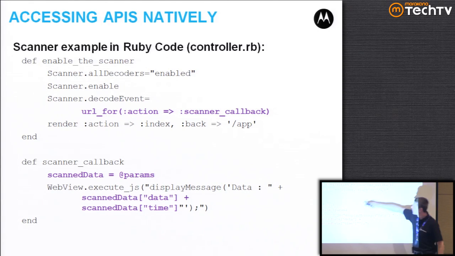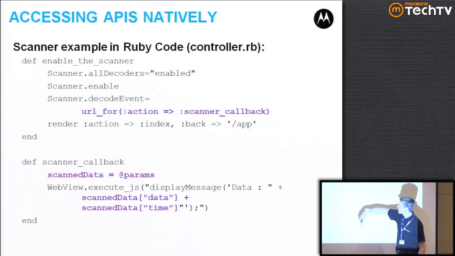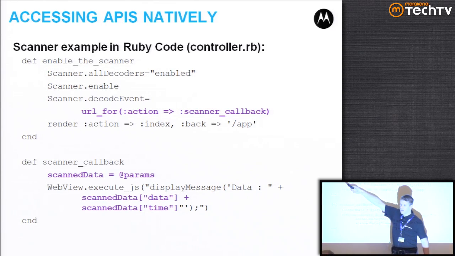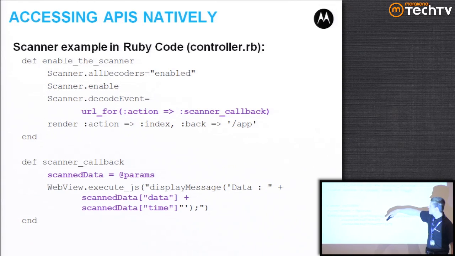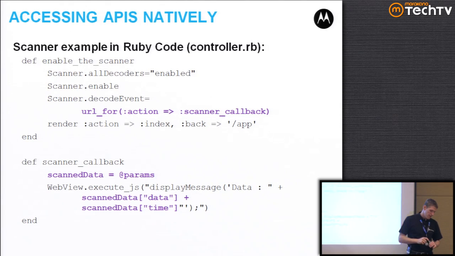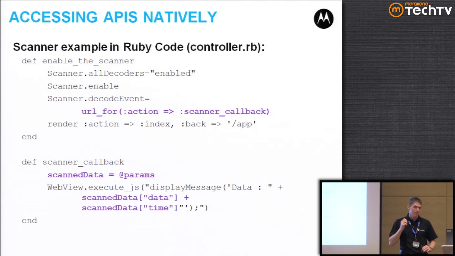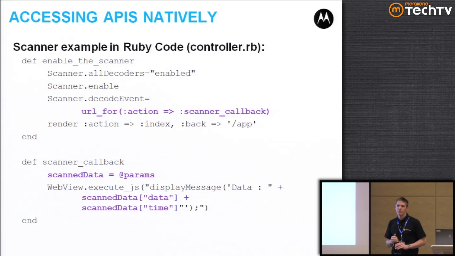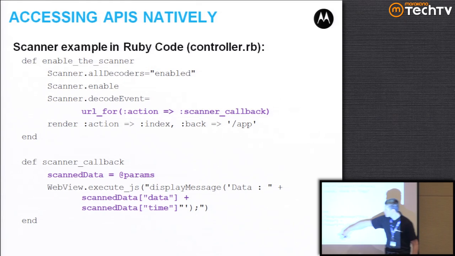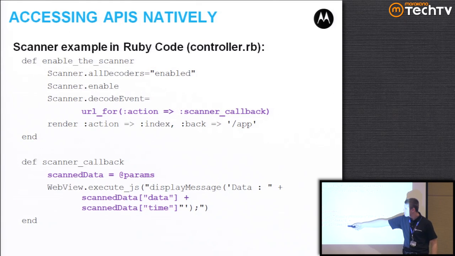Here it is, for Ruby. So we just give it another Ruby function down here. You see capital S for scanner, like I mentioned earlier. Decode event is the event name. And the actual scanner callback is defined here. Rather than receiving all of the properties as a JSON function, they're now returned in true Ruby fashion as a Ruby hash in this app_param structure. So we can now access the data and time from that hash.